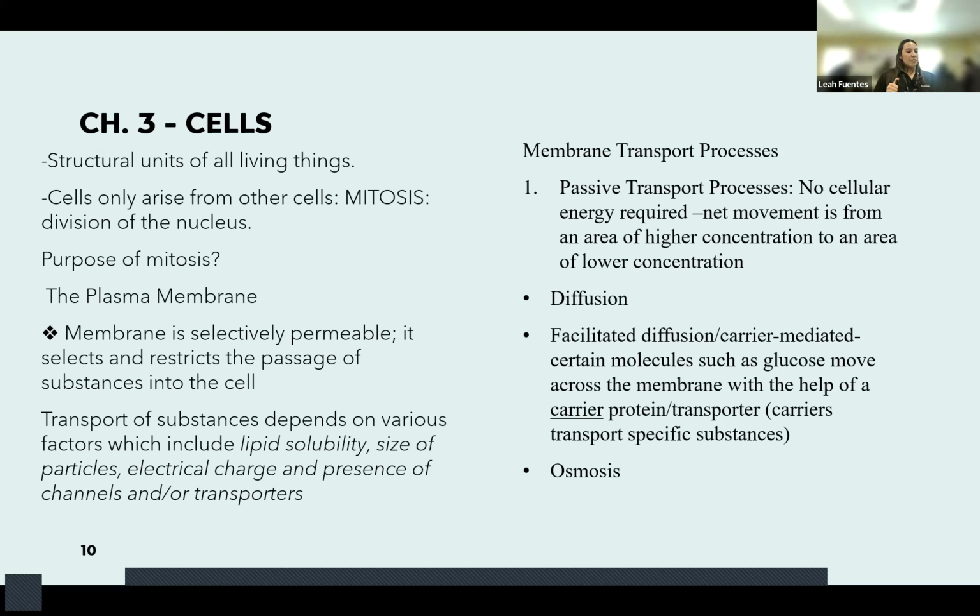Okay, and then membrane transport processes. So we have the passive transport process. Does this require energy or no energy? No energy, right. So passive, think of it like you're doing something in passing. It's something really easy. You don't really have to do a lot of work. No cellular energy required. This is the net movement from an area of higher concentration to an area of lower concentration. So higher to lower for the passive transport process.